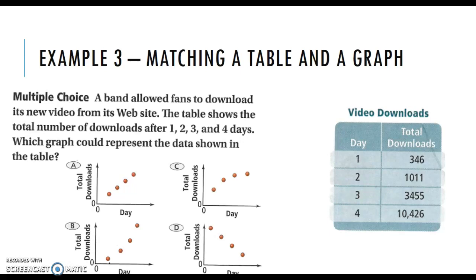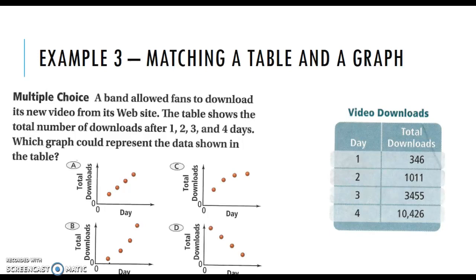So example three, matching a table and a graph. We have our table over here about video downloads, with days 1, 2, 3, and 4 and total downloads made. A band allowed fans to download its new music video from its website, and the table shows the total number of downloads after 1, 2, 3, and 4 days. Which graph could represent the data shown in the table?